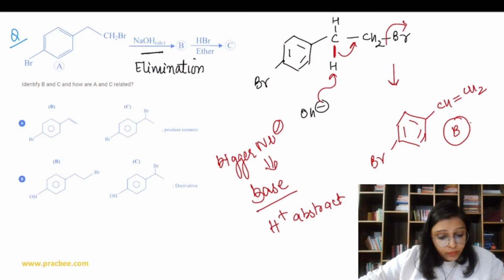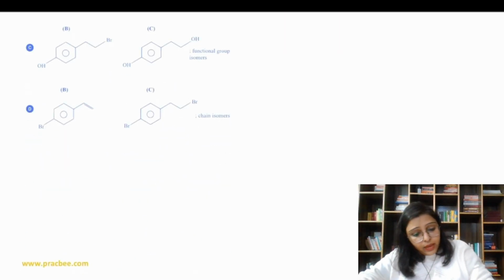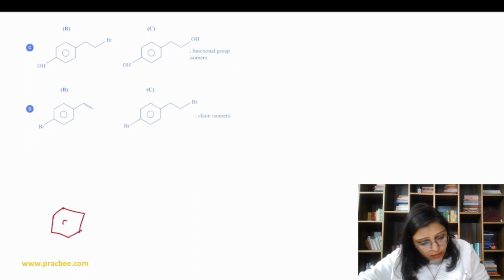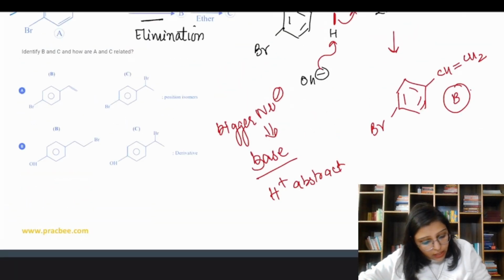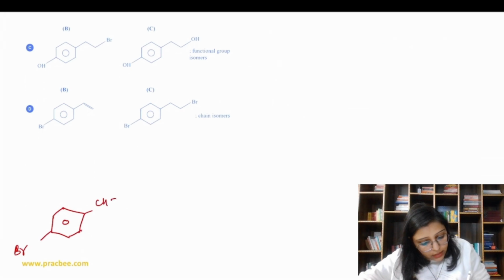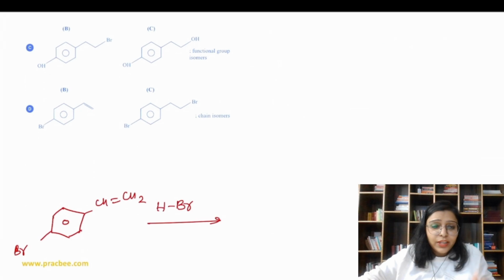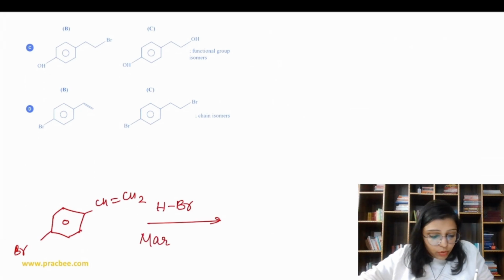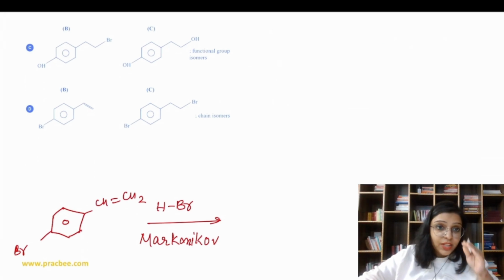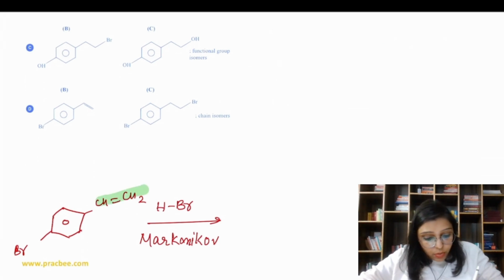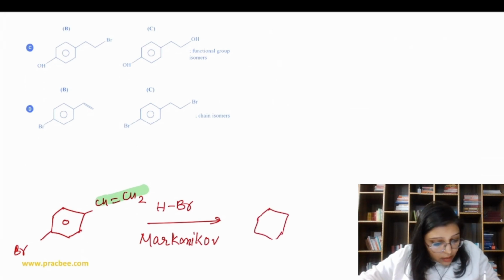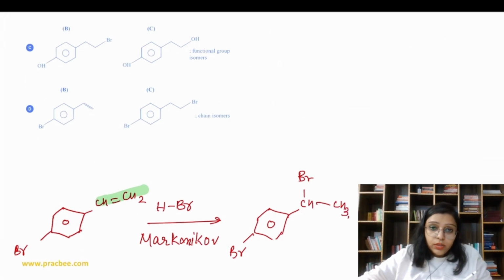Okay. Now C. If B is this, with Br, then CH double bond CH2. Now we have HBr. Peroxide is not given, sunlight is not given. It means we have to do Markovnikov attack. Markovnikov attack means hydrogen goes to that carbon which has the lesser number of hydrogens across the double bond. So our answer is going to be CHBr, and this is going to be CH2. Right or wrong?